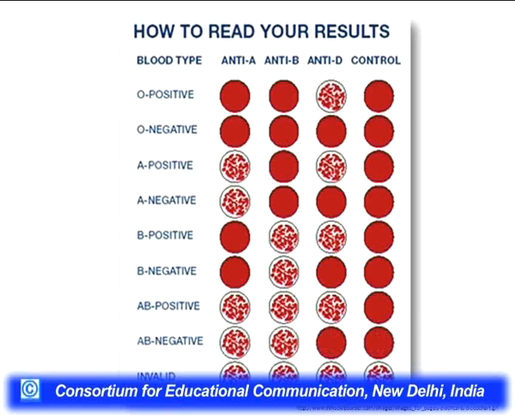Likewise, if there is no clumping in any of the wells, we can easily say that the person is O negative. If there is clumping only in anti-A and anti-D, we can say that the person is A positive. Subsequently, we can say A negative if there is no clumping in the anti-D but clumping in the anti-A, and there are B positive, B negative. Likewise, there are AB positive and AB negative.